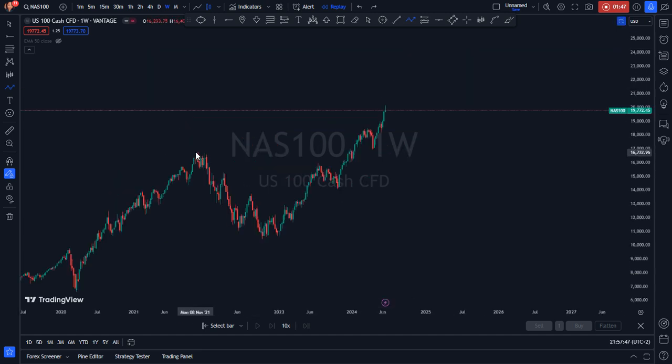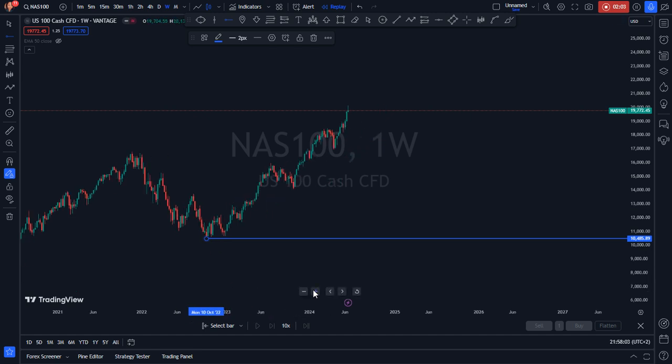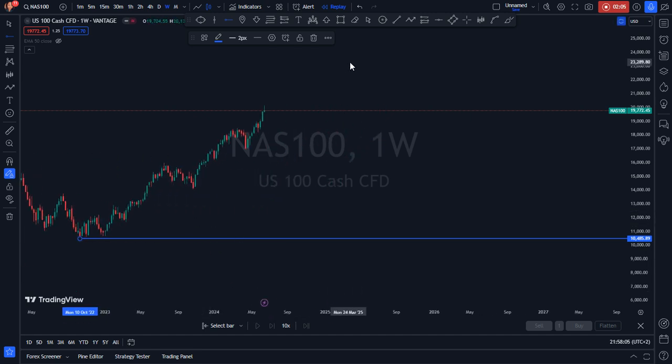Since this was the correction phase of the market, and then the market created this lowest point right here, which means now we are in this impulsive move. If we are in this impulsive move, we should be looking for continuation patterns, nothing much but continuation patterns. That's the only thing we should be looking for.